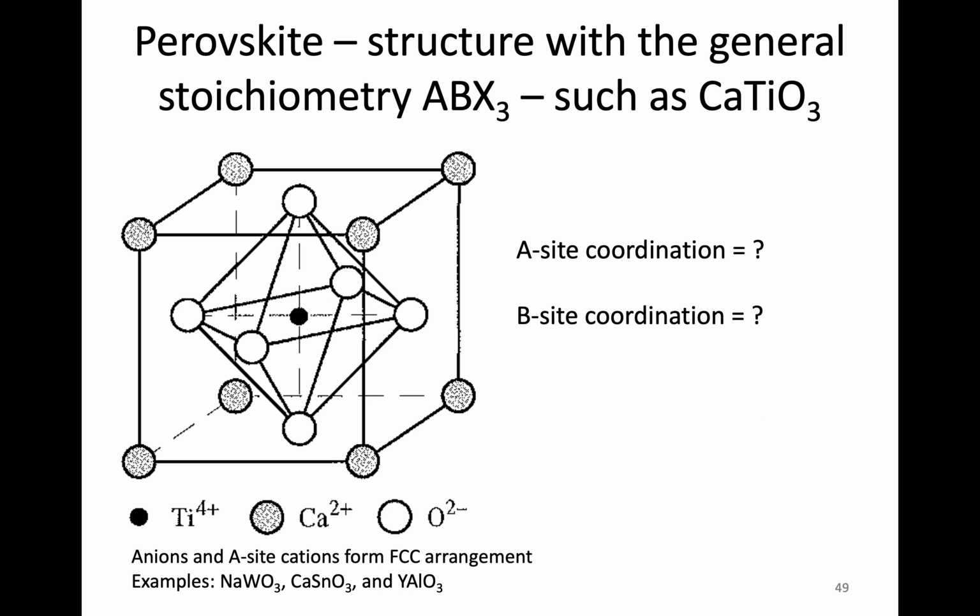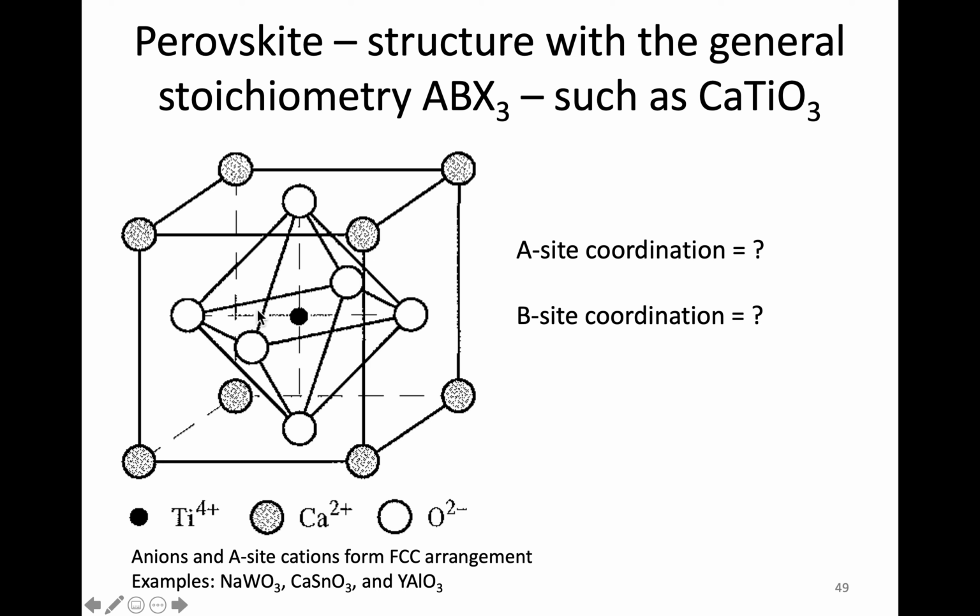So let's look at the coordination then. Starting with the A site, we know this is ABX3, so the A site is calcium. And again, the calcium are the gray ones. If we look at those, this is in the cubic coordination, right? It's on the corners of the cube.